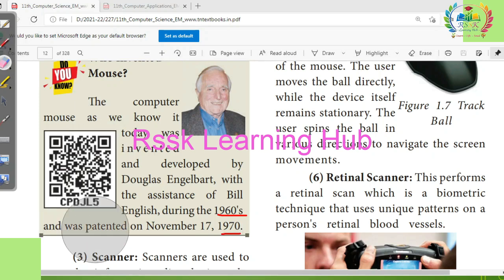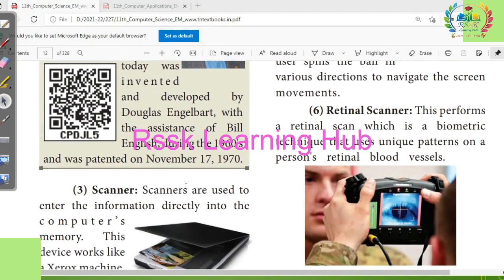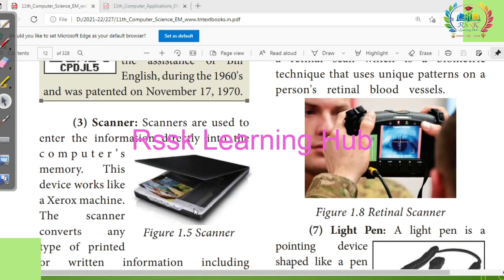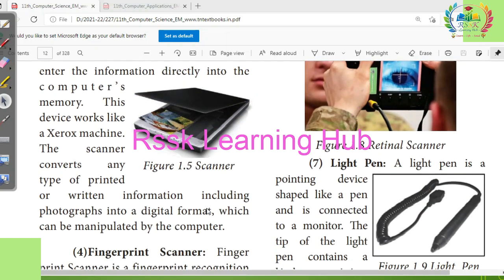Next, we will see one more input device, that is the scanner. What is the use of a scanner? It is used to enter information directly into your computer memory. This device is like a Xerox machine. A scanner converts any type of printed or written information, including photos, into a digital format, and you can then make use of that.